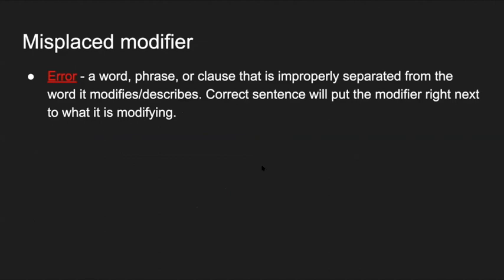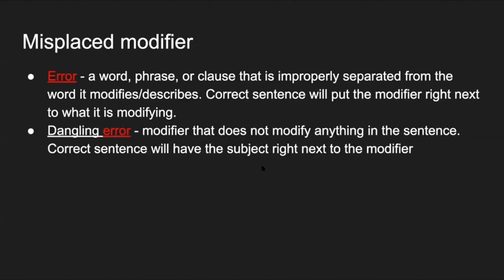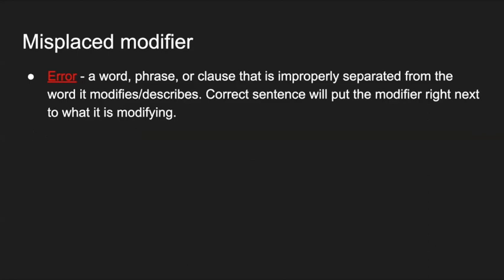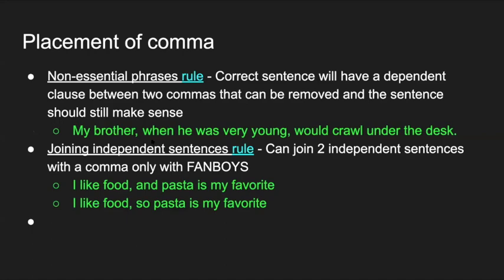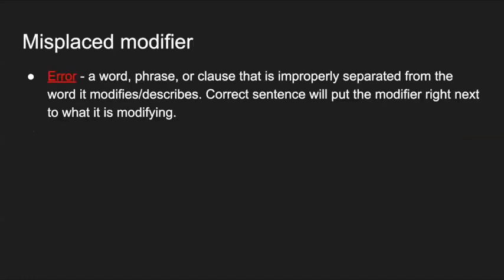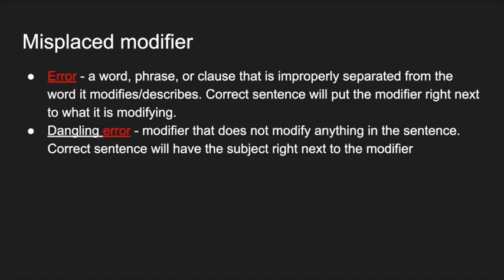What does that mean? Oh, do I not have examples for this one? Okay, we'll get into examples. Let me show you an example. Here, "when he was very young" is a modifier. What is it modifying? It's modifying my brother. So "when he was very young" should be modifying my brother. That's why it's right next to each other, which is correct. So if it's not next to each other, then you would be making a misplaced modifier error. I'll show you some misplaced modifier errors.